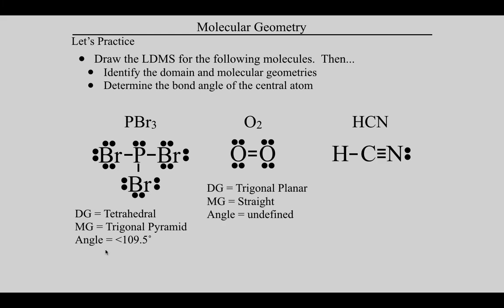So guys, how are you going to do this? You're just going to grab the double top secret decoder key. You're going to count domains. That will tell you the domain geometry. Then you're going to count bonding and non-bonding domains, and that will tell you the molecular geometry and the angle, with the understanding that you will not have these tables on the test.